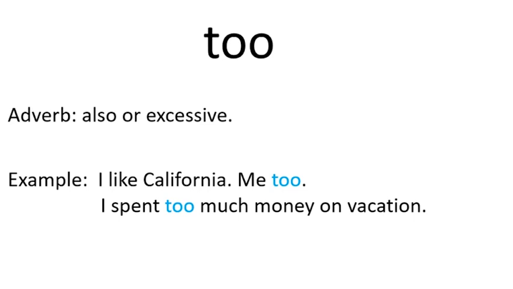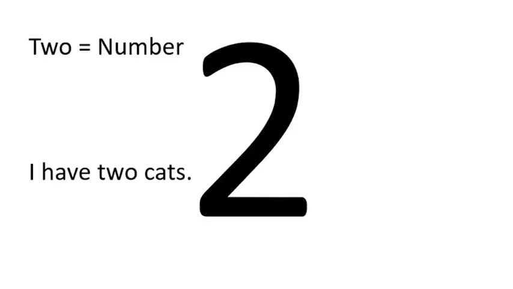I like California. Me too. Or, I spent too much money on vacation. In this case, the too is excessive. In the first case, me too is agreement. You also like California. And lastly, this is the last two. T-W-O is just the number 2. An example of that would be, I have 2 cats.